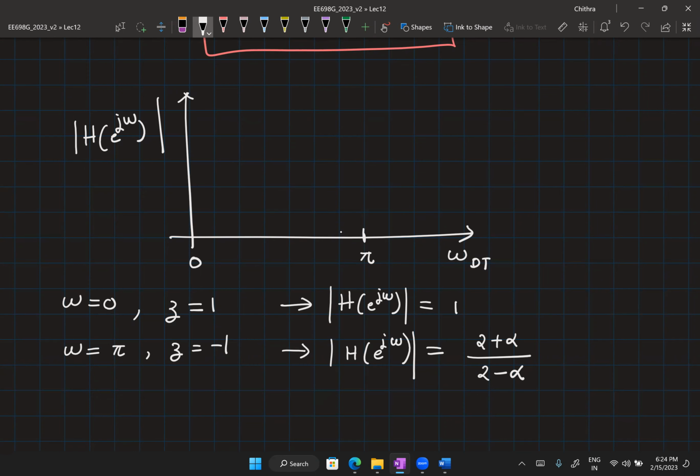What is the range of values alpha can take? 0 to 2, right? So is this going to be greater than 1 or less than 1? It's going to be greater than 1. So this will start from 1 and then this is going to peak. So this answers your question whether you can get an attenuation around omega f by 2. This proves that you will always have a peaking.